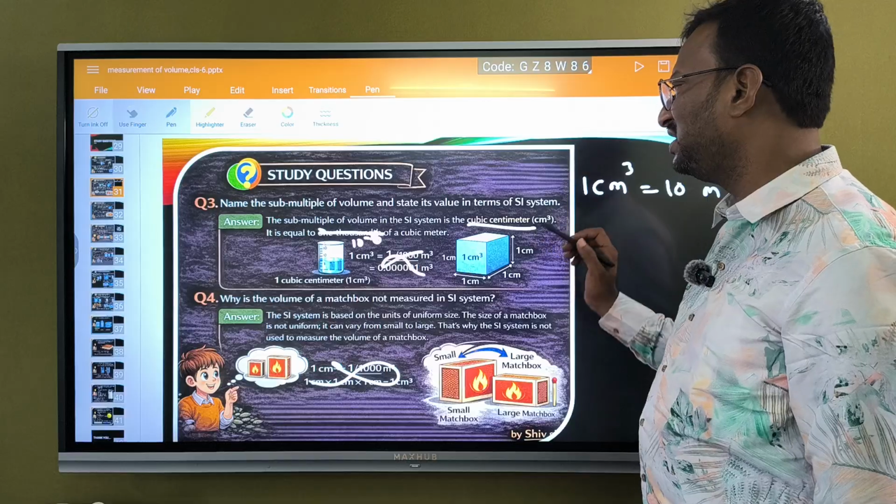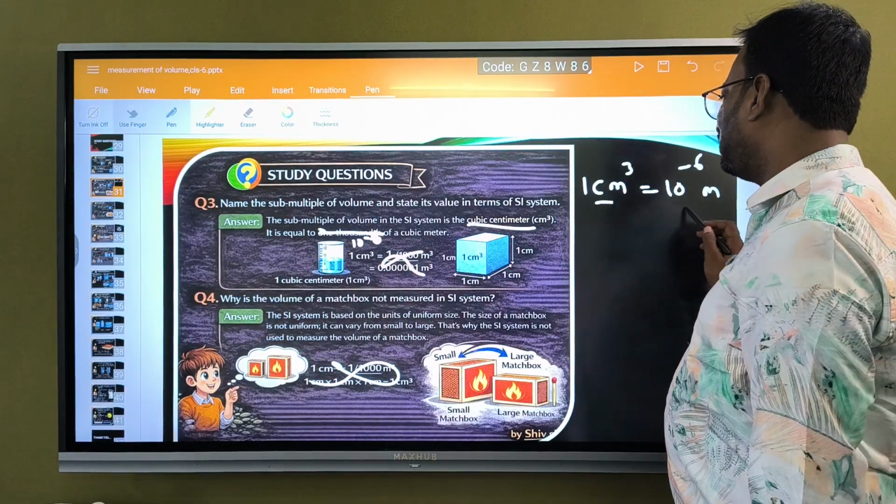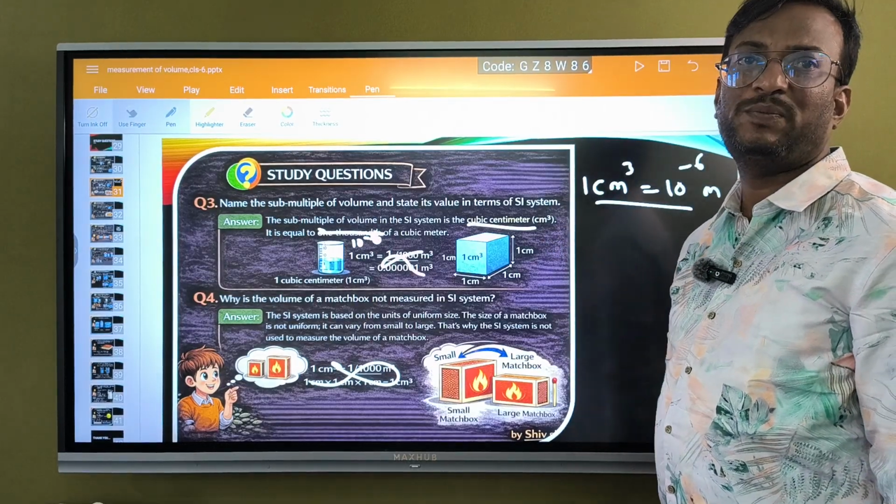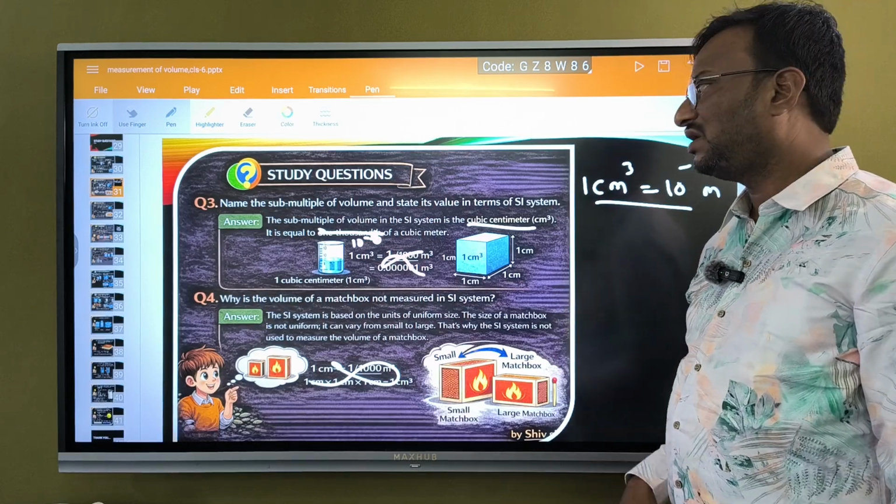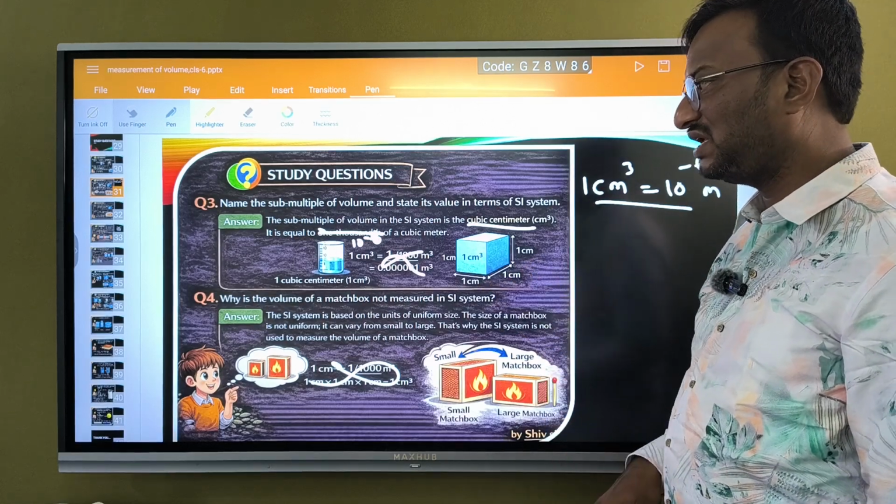Name the submultiples of volume and state the value in terms of SI system. The submultiple of volume is cubic centimeter. 1 cubic centimeter is equal to 10 to the power of minus 6 cubic meters. Already we discussed this in our previous slides.